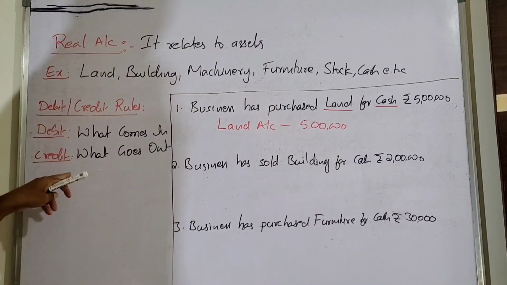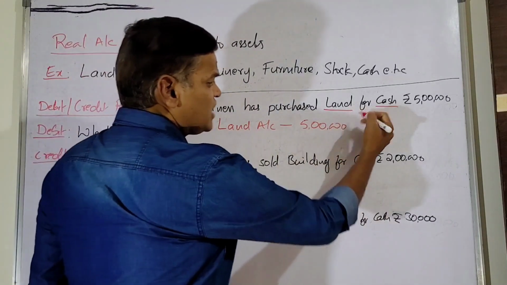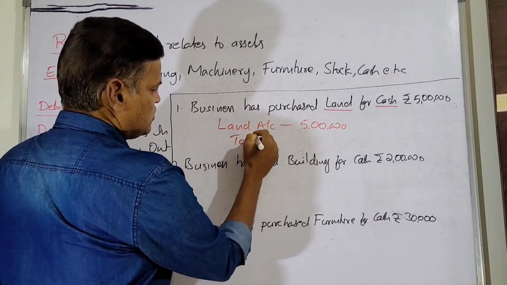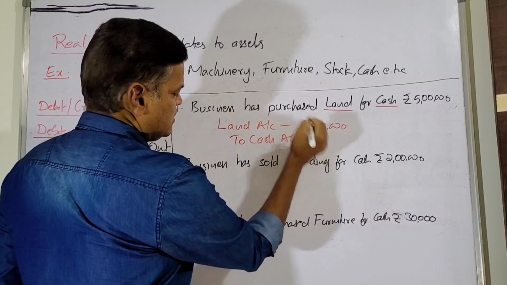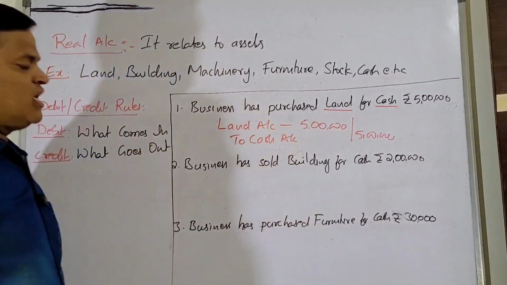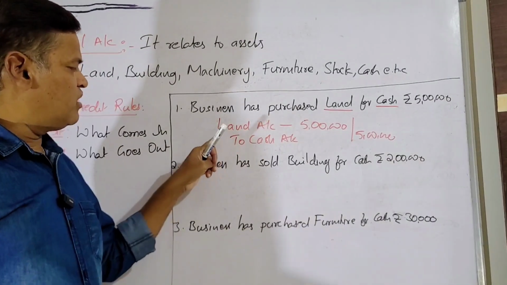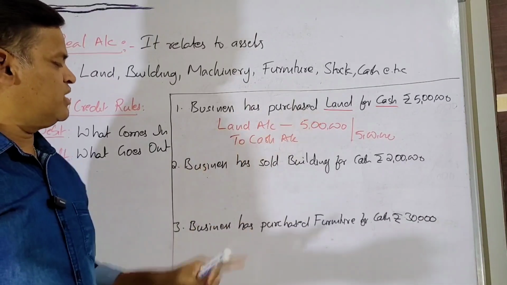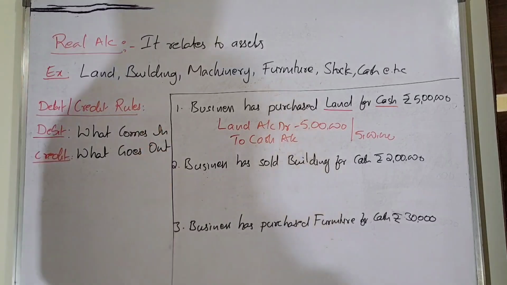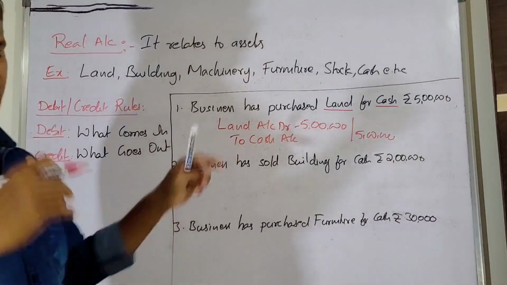Next, according to real account, when we have to credit, what goes out? What is going out? The second asset, cash, is going out. We are purchasing land, cash is going out. Hence, we have to write to cash account. That means land account is debited, cash account is credited. I'll tell you what is meant by "to" and all. For the time being, we can understand that land account is debit, and cash account is credit. Credit can be indicated with the "To" or CR, right?